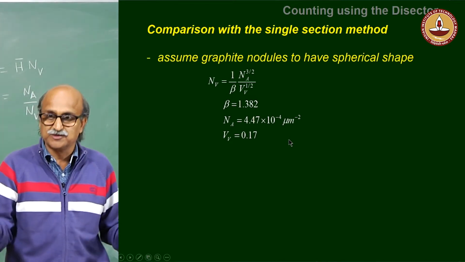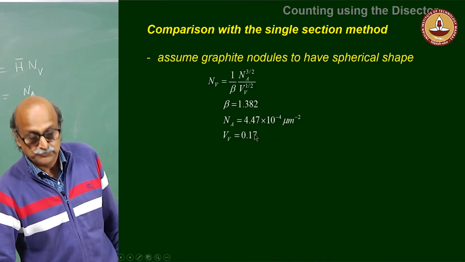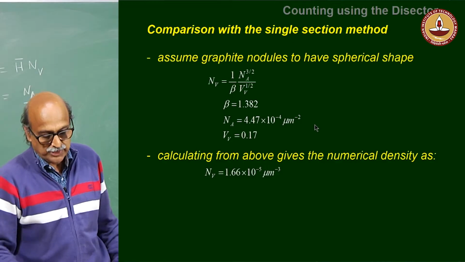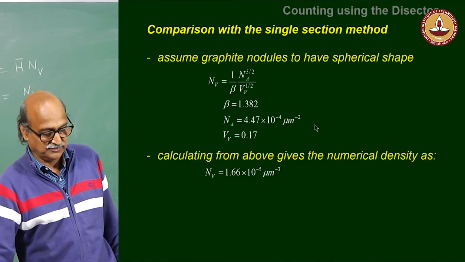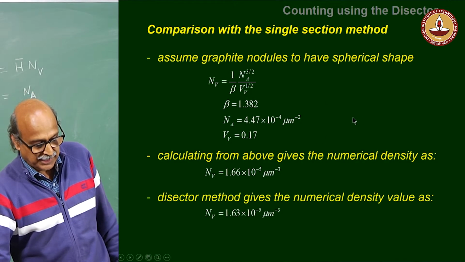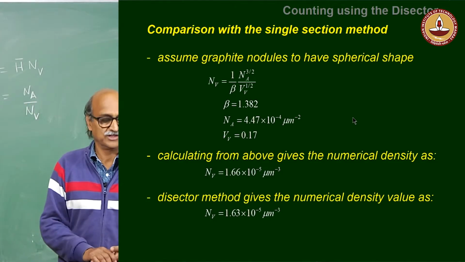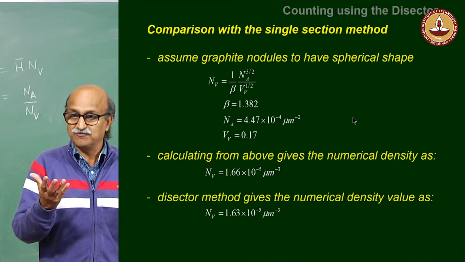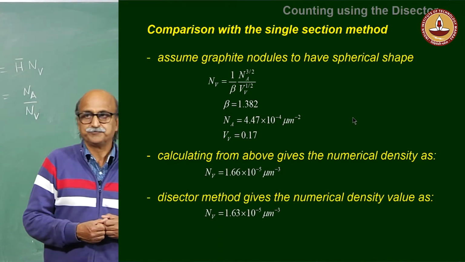Volume fraction of these particles was measured using point count, and that gave me 0.17, and calculating from this, it gave me a numerical density of 1.66 into 10 to the power minus 5 per micrometer cube. And the dissector method gave me a density which is very close to this density, as you can see. So, perhaps our assumption of spherical shape is okay. If our assumption was wrong, then these two values could be very different. Okay.